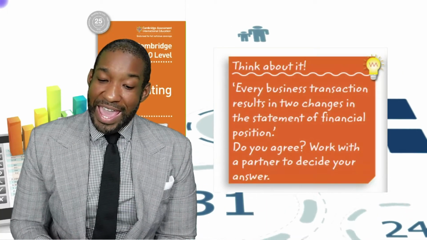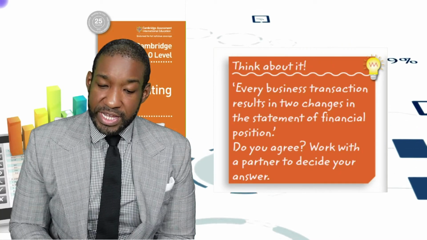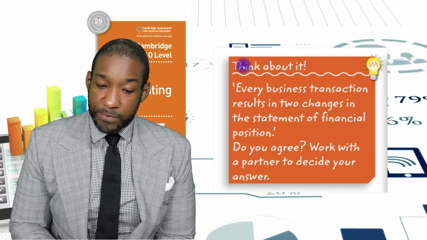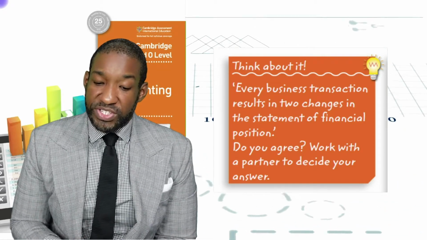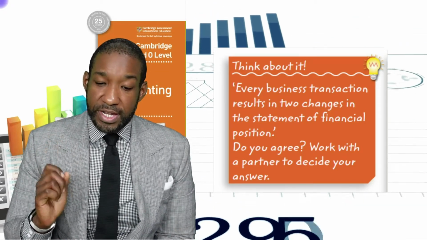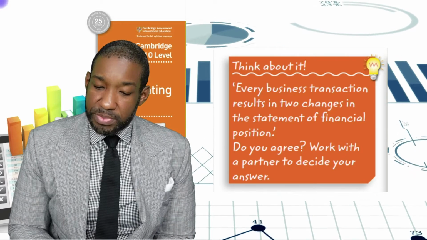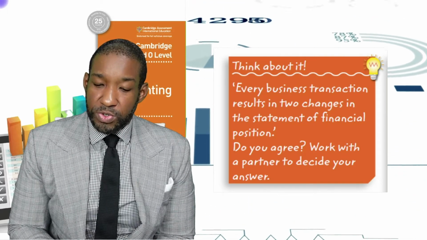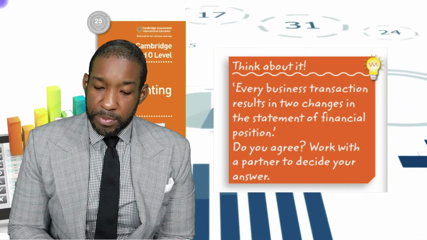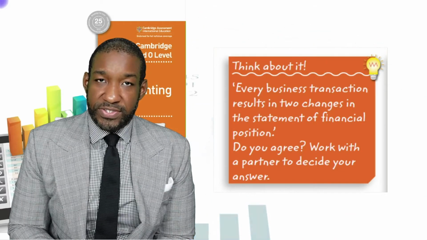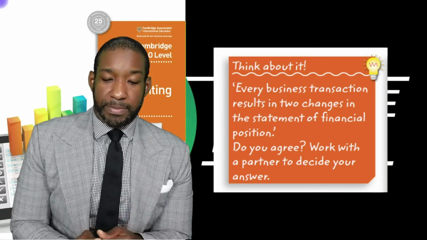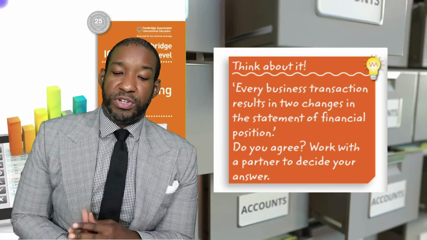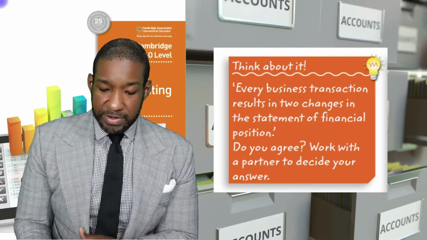Think about it. Every business transaction, every time you see that word every, pay attention. So every business transaction results in two changes in the statement of financial position. Do you agree? Work with a partner to decide your answer. So look back at what we've done with regards to double entry bookkeeping. Does every business transaction result in two changes in the statement of financial position?